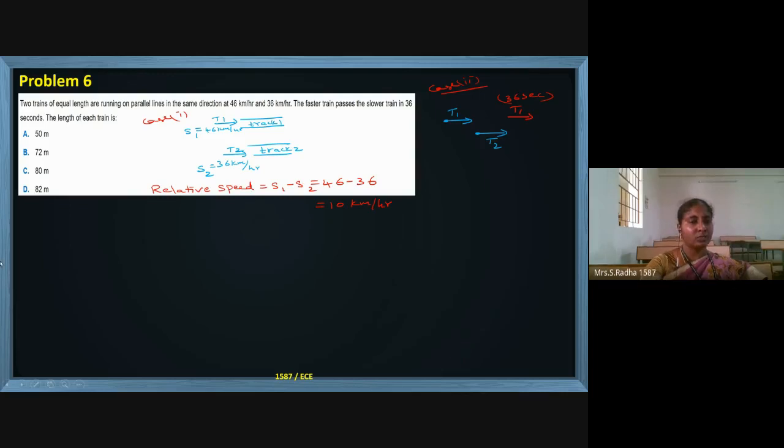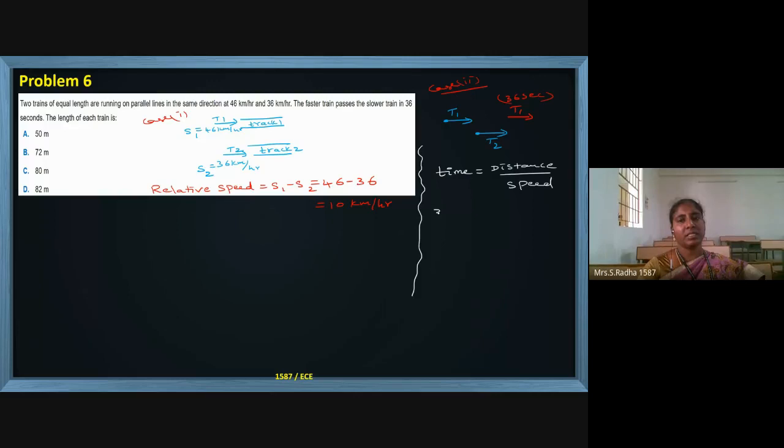Okay, now I am going to case 2. In case 1, I have calculated the relative speed. Now in case 2, what will I do? The faster train is crossing the slower train. So here, time is nothing but distance by speed in case 2.